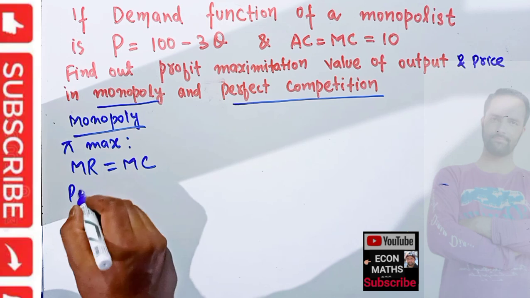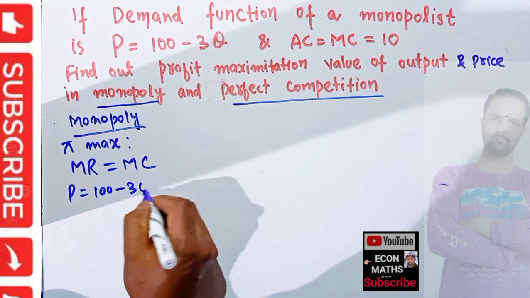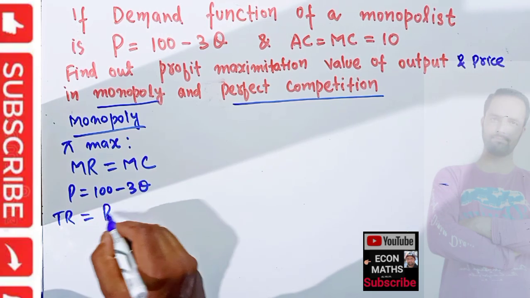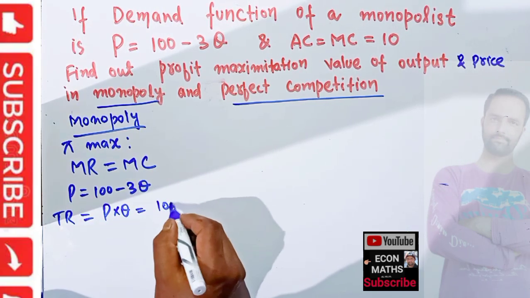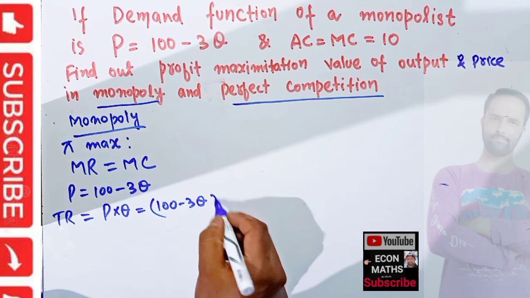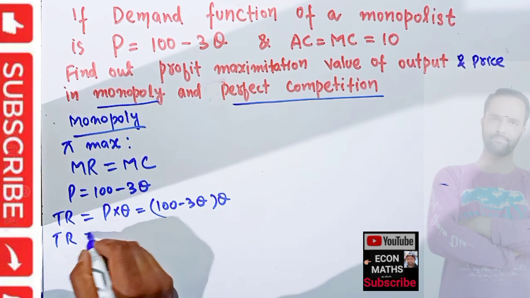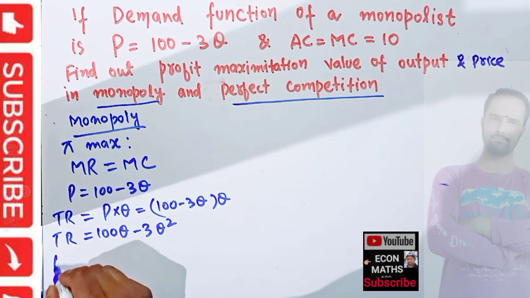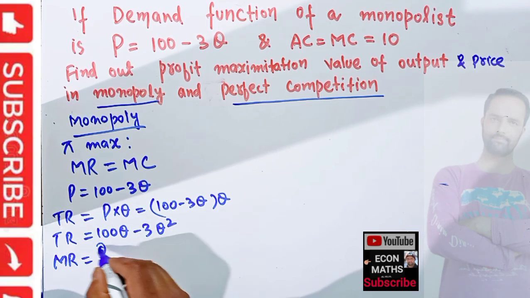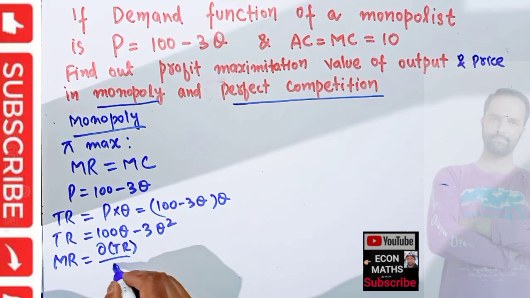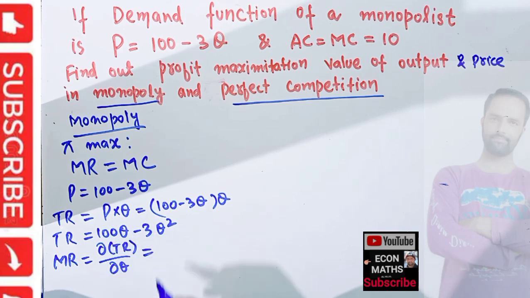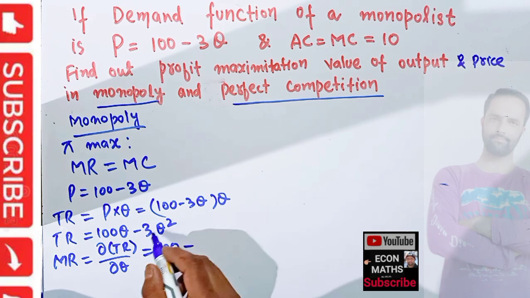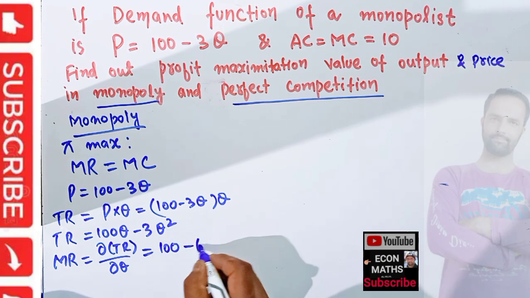We are being given P = 100 - 3Q. To find the marginal revenue, first we need to find the total revenue, which is simply price times output, so 100 - 3Q, multiplied by Q. Our total revenue function becomes 100Q - 3Q squared, and marginal revenue is nothing but the derivative of the total revenue function with respect to output. Taking the derivative with respect to Q, the derivative of Q is 1, so we are left with 100. The derivative of Q squared is 2Q, so 2 times 3 is 6Q.